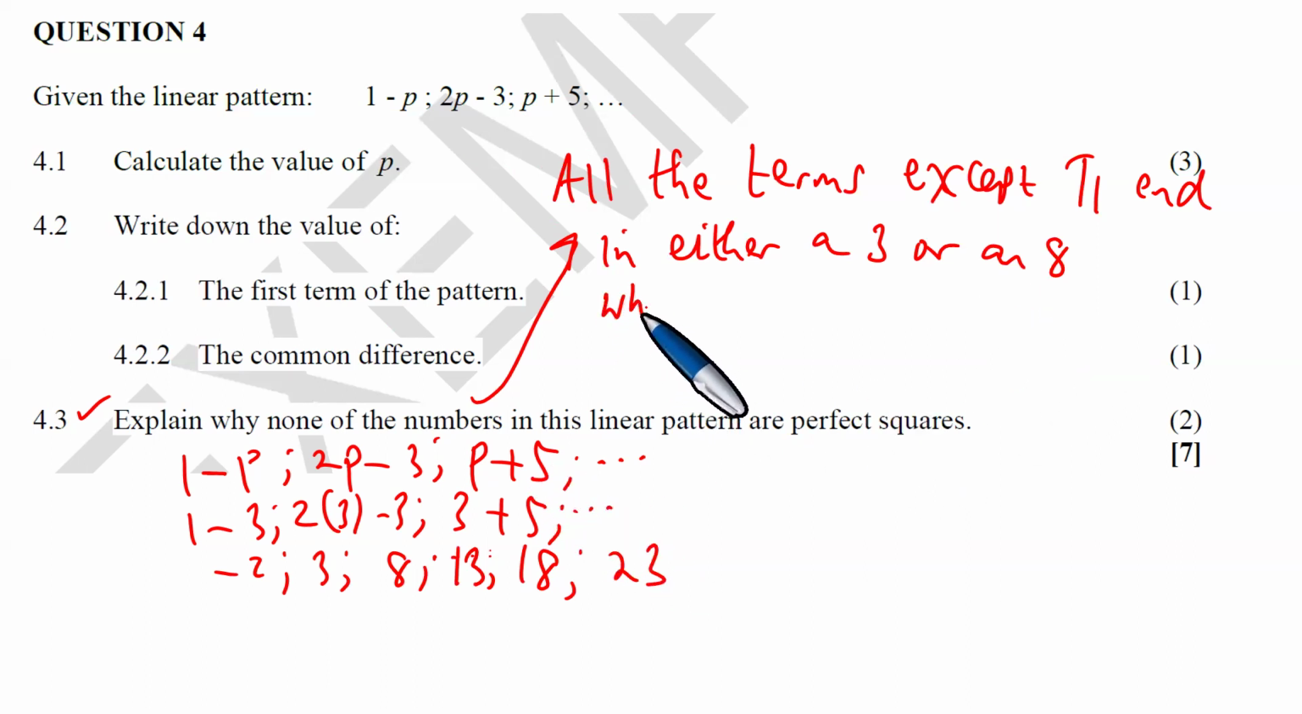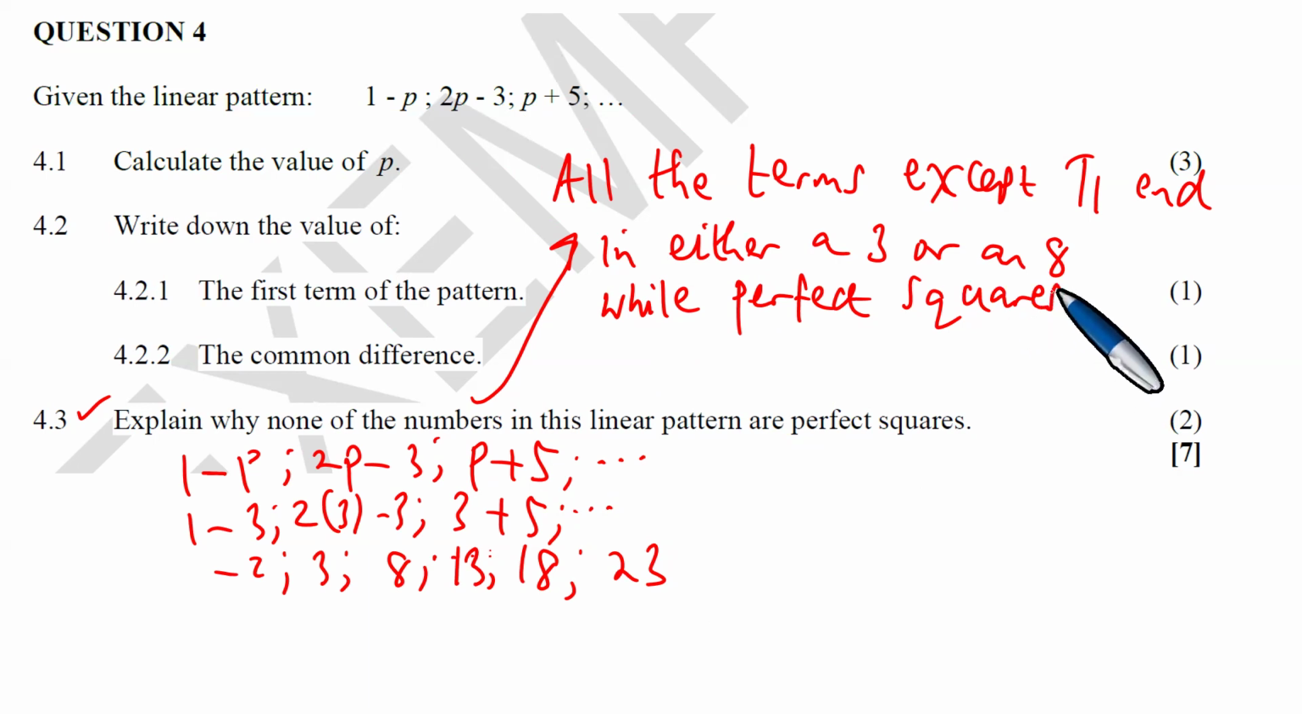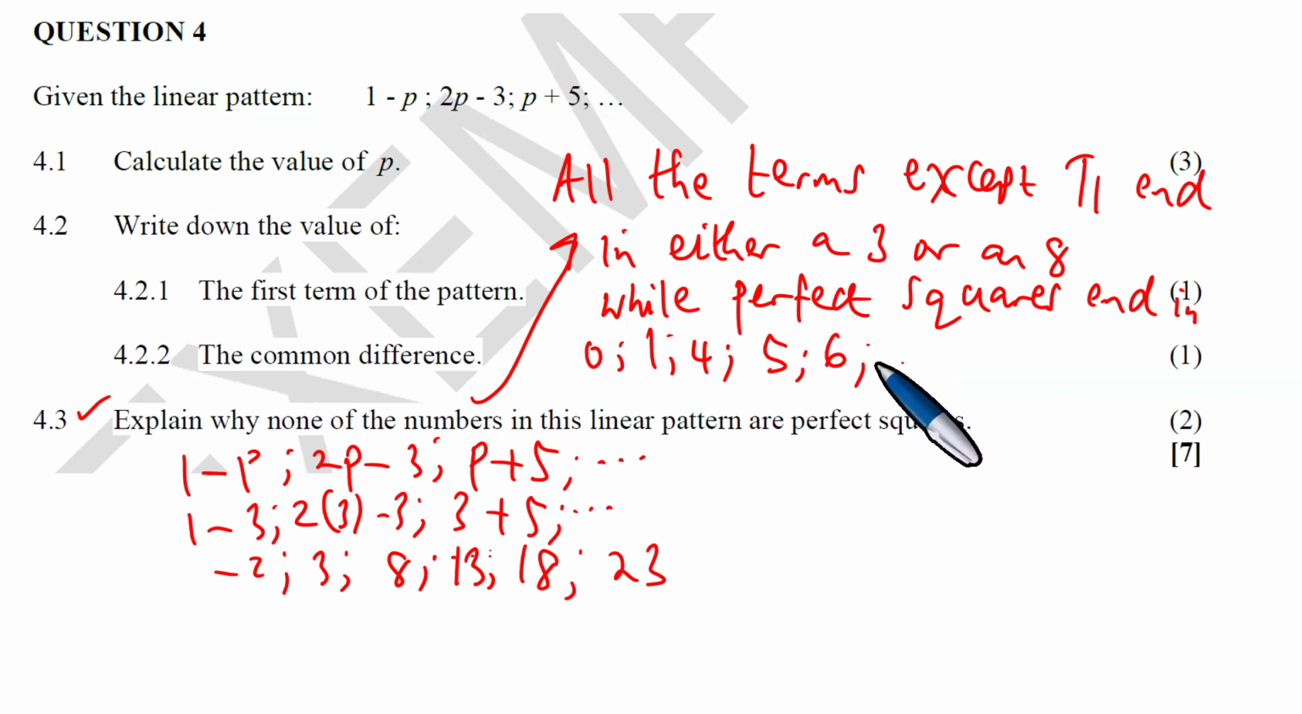While perfect squares end in 0, 1, 4, 5 like 25, 6 like 16, 9 like the number 9, which is 3 squared. So yeah, these are perfect squares. They end in this. And that is the reason.